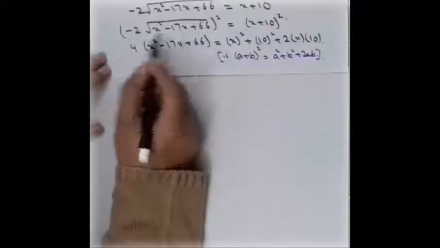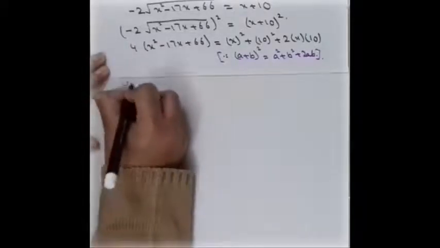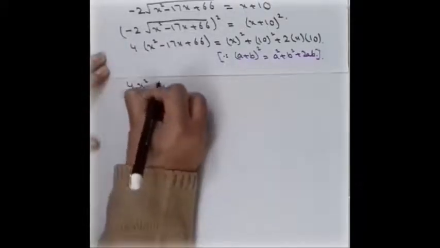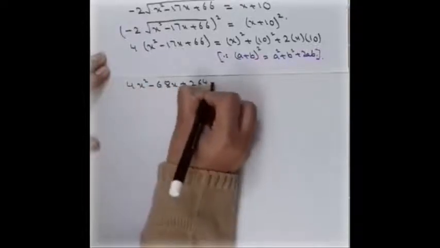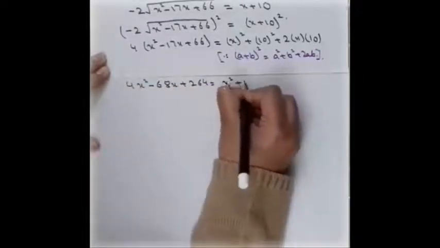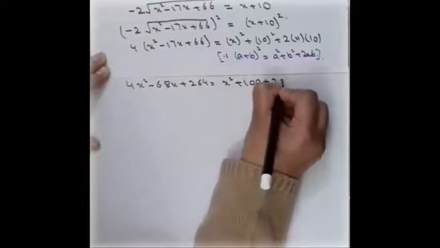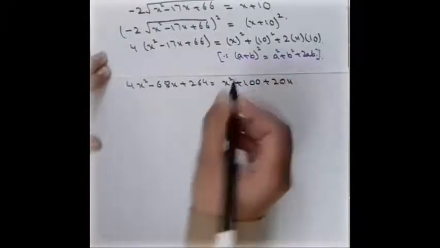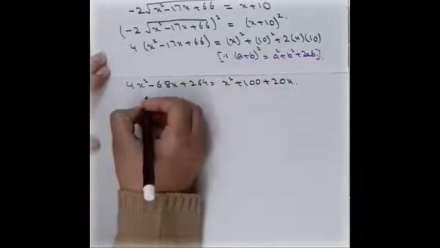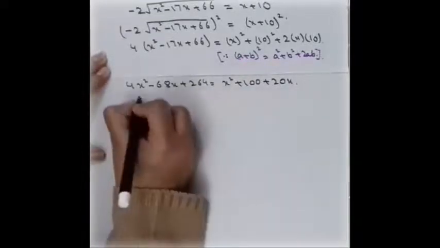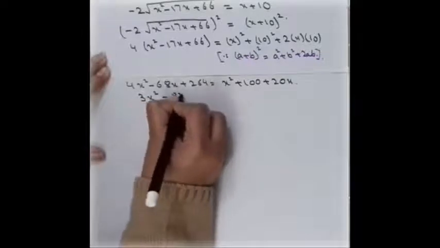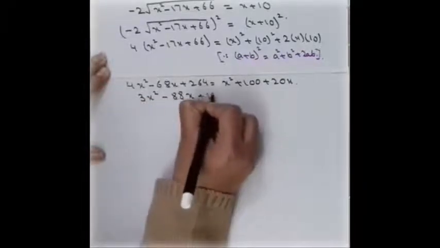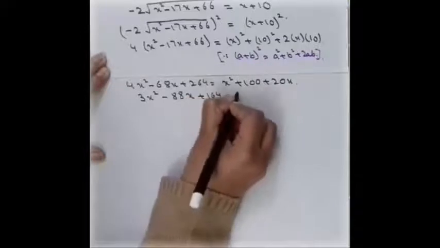The next step is to multiply these factors. So we have 4x² − 68x + 264 equals x² + 100 + 20x. Now to solve these terms, 4x² minus x², which is 3x², minus 88x plus 164 equals 0.